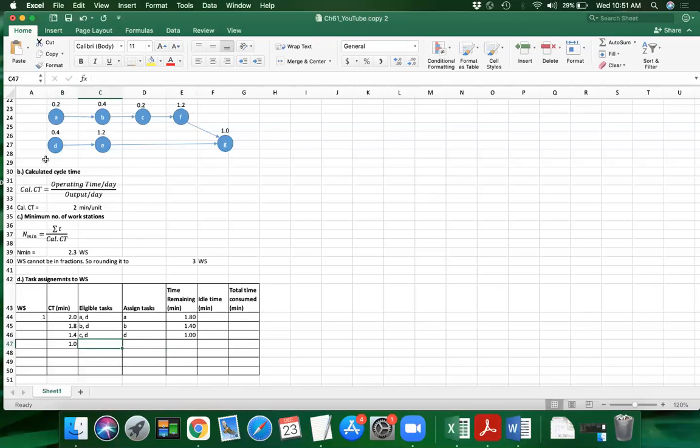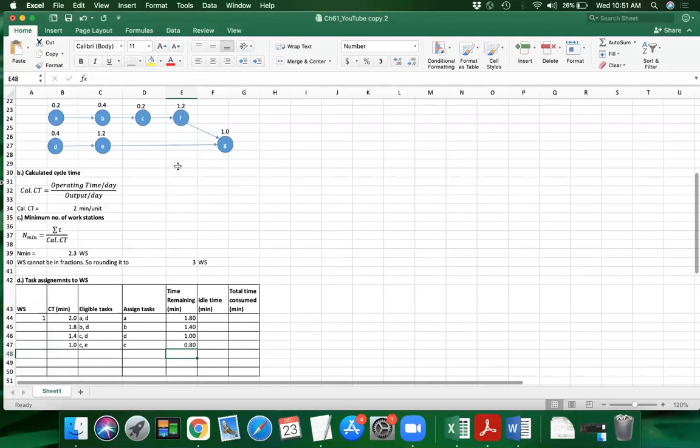So for the next assigned task, C was eligible and D is already assigned, so E is also eligible. So it's going to be C and E. C has more followers, and E only has 1 follower, while C has 2. So we're going to assign C here. C takes 0.2 minutes, so time remaining is 0.8 minutes. Now 0.8 minutes is remaining. You need to constantly keep looking at the diagram.